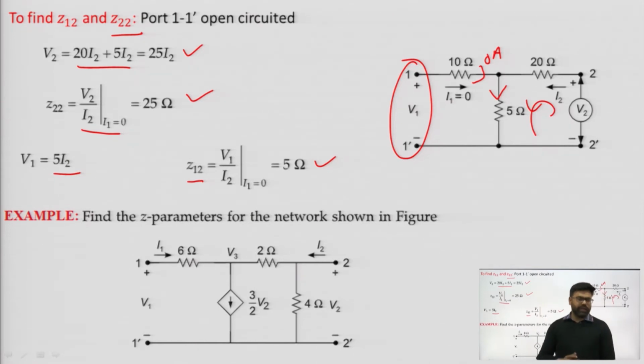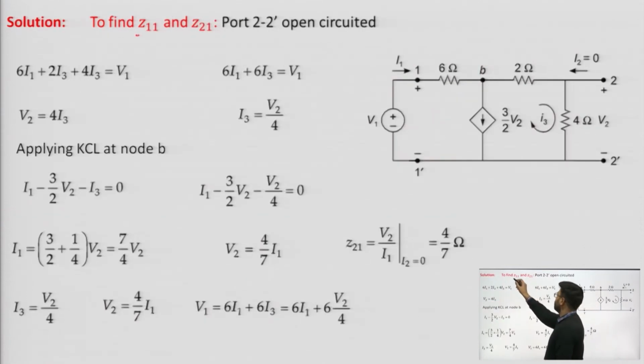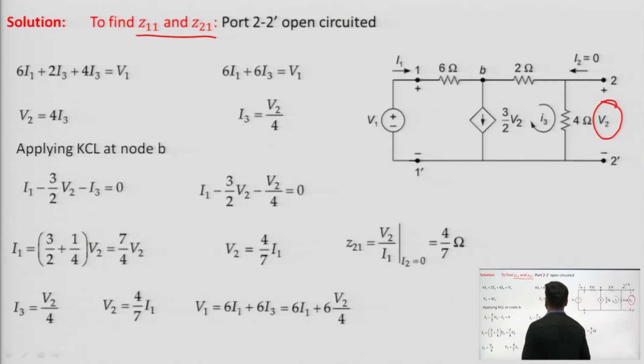Now, the next question on the Z parameter. In this we have a dependent source, that is 3 by 2 V2, provided. So, the method will remain the same. To find out Z11 and Z21, we will open circuit port 2. Now, we have open circuited port 2, I2 will be equal to 0, the current coming from port 2 will be 0.